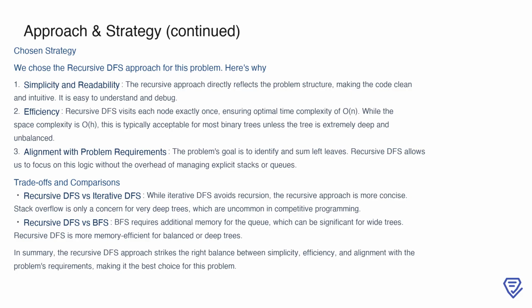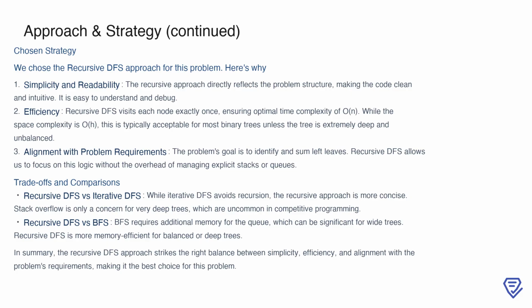Second, it is efficient, with a time complexity of O(n), due to visiting each node only once, and a space complexity of O(h), which is typically acceptable for most trees except in cases of extreme depth and imbalance. Third, recursive DFS aligns perfectly with the problem's requirements to identify and sum left leaves, allowing us to focus on the core logic without the added complexity of managing explicit stacks or queues.